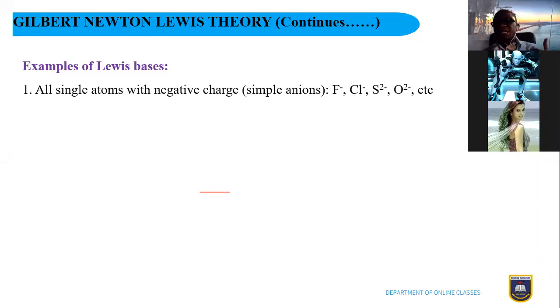A base is an electron pair donor. And you can only donate when you have. You cannot donate what you do not have. So they have electrons, plenty. The minus sign means they have accepted other people's electrons. So it makes them rich in electrons that they can donate to anybody who needs it.